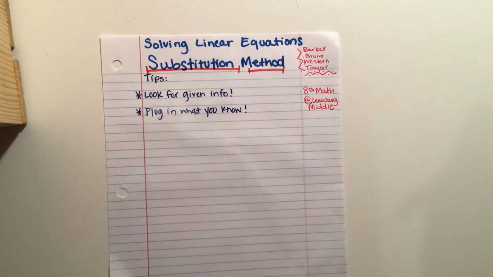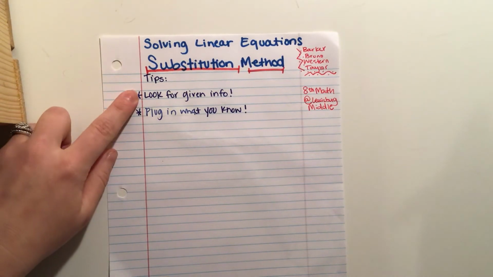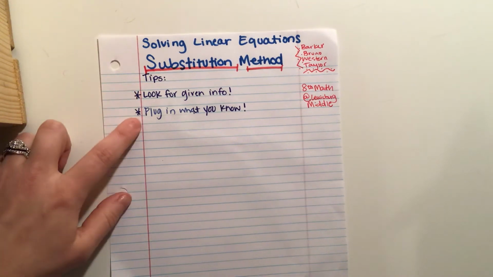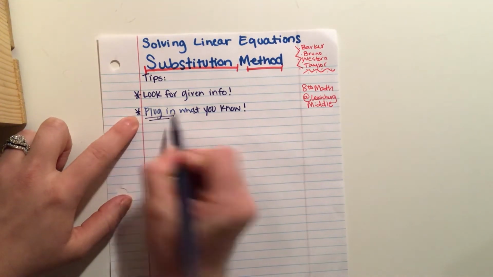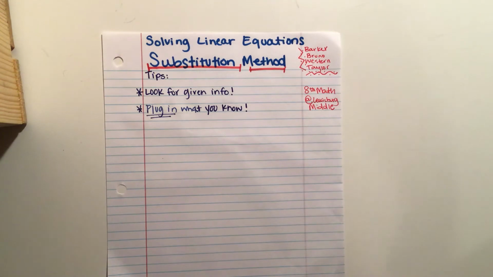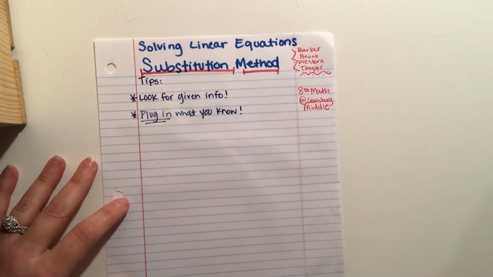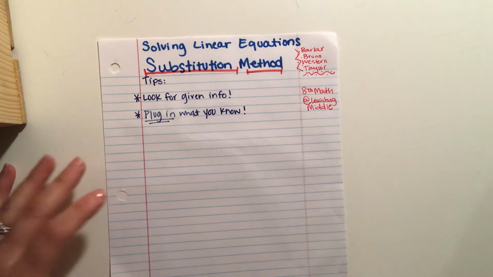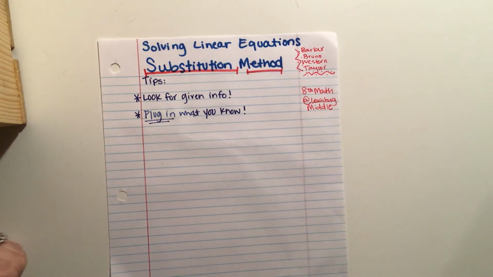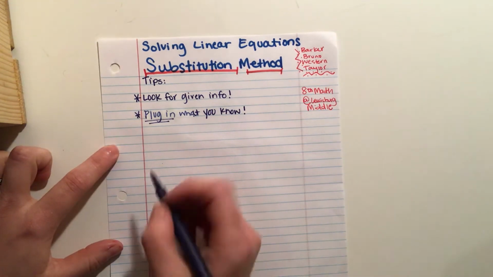Your tips for substitution method: look for given information and plug in what you know. So you're going to plug in that given information, things that you know. Let's start with two simple problems and we'll move into two more advanced substitution problems, but you'll need to know them. They're not super advanced as in advanced math or high school math. This is still an 8th grade concept that you need to understand for our classroom.